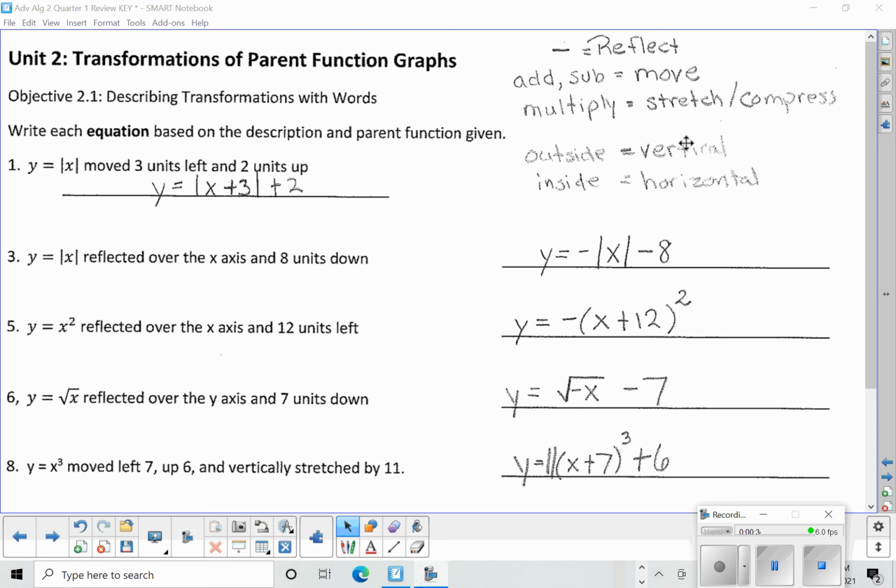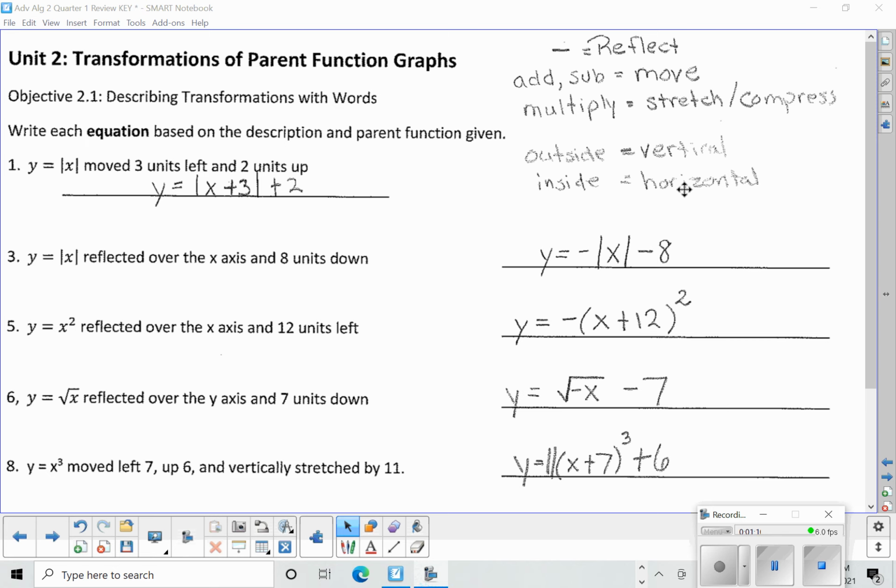First, let's go over the fact that if you have a negative anywhere, you should be saying that it is going to reflect. If you add or subtract, you are moving, translating. If you multiply, you will be stretching or compressing. So those are the only three things that can happen. Now, how do you know what's happening? Well, remember, on the outside, it goes up, down. On the inside, it's your left and right. Now, remember that on the inside, your x lies to you.